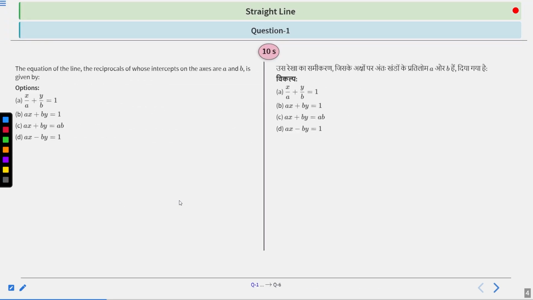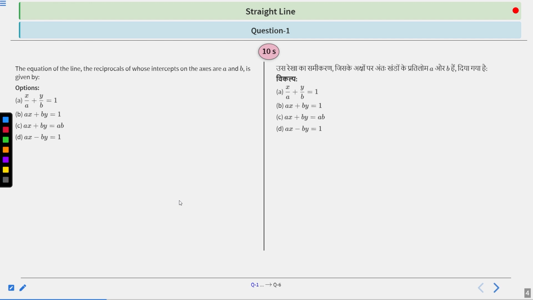So let's start with question number 1. Question number 1 says, the equation of the line, the reciprocals of whose intercepts on the axis are A and B is given by. So first we will see the hint of this question, how we will approach this question.